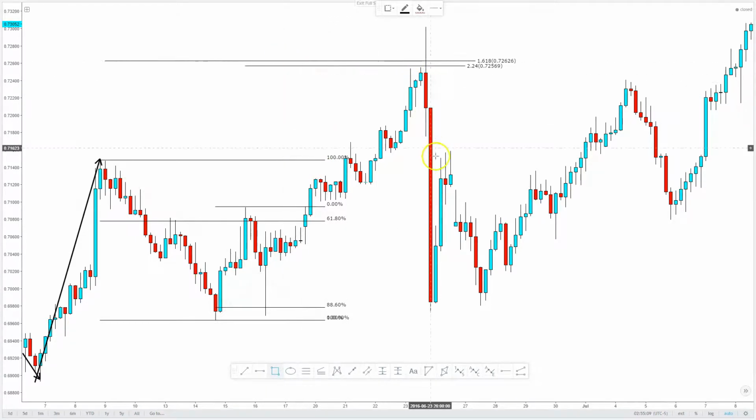This was actually Brexit day, so I caught that. That's why I'm showing you guys. It's a real trade I took. This is a 4-hour chart in New Zealand dollar. All right, this is Brexit.